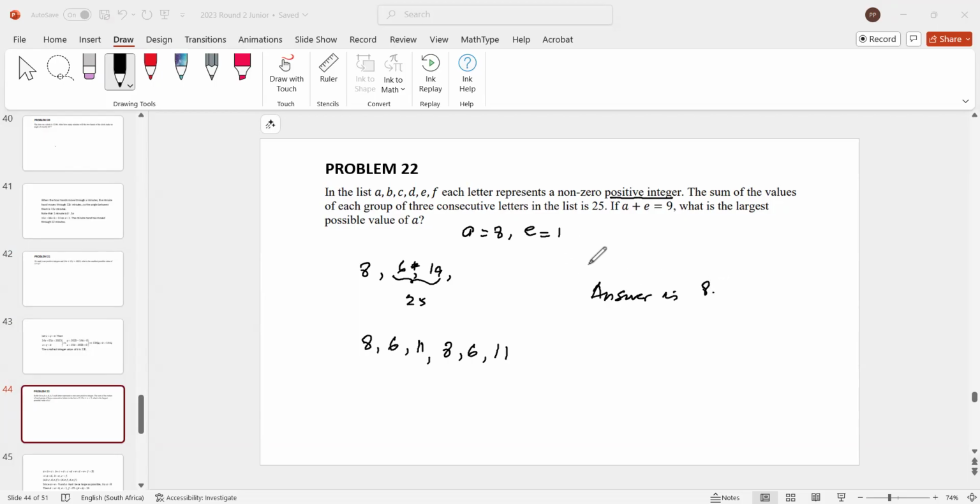Because it's the largest possible value. Just from here only you could work out 8, but you need to check whether you can get A, B, C, D, E, F which will have the property that the sum of the values of each group of three consecutive letters is 25. So these are three consecutive letters. You can see the way it's constructed starting from 8. I just put anything here, put 6. I'm going to put something else. But A will be the largest. It's not a very clear problem.